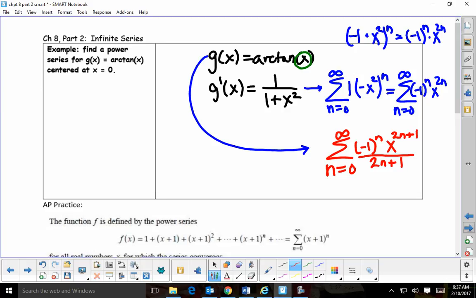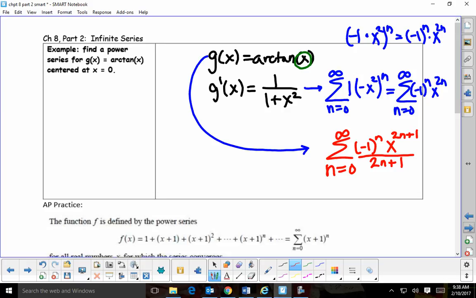Plus C. For the ease of some complicatedness for you guys, your C is always going to go to 0, okay? Just trust me on that, and we could have a whole other class on that, but we're not going to take that. Okay? So that's how you do arctan.